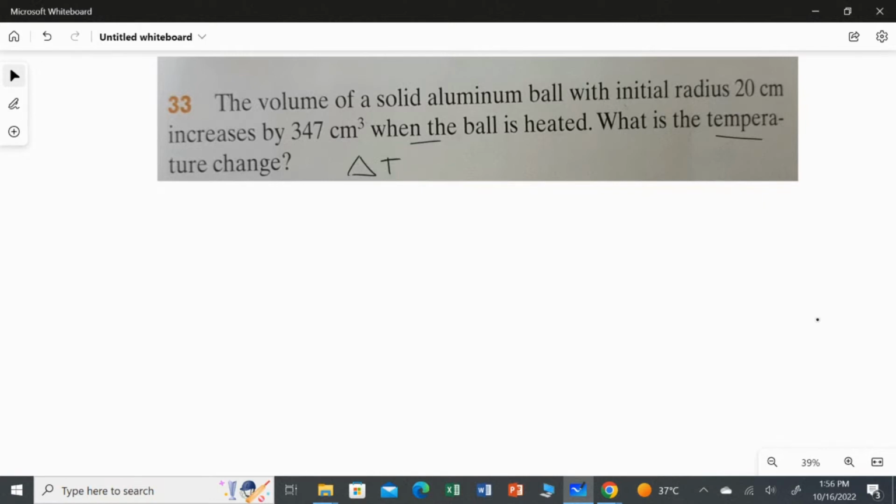Before we go to the solution, better we recall the equation of volume expansion. Delta V is equal to gamma V naught delta T. So this is our equation. In the question, they gave the value of the change in volume, and this gamma is equal to 3 times alpha. Here alpha is nothing but the linear expansion coefficient. Actually here the alpha for aluminum is a constant, which takes the value of 23 multiplied by 10 to the power of minus 6 per Kelvin.